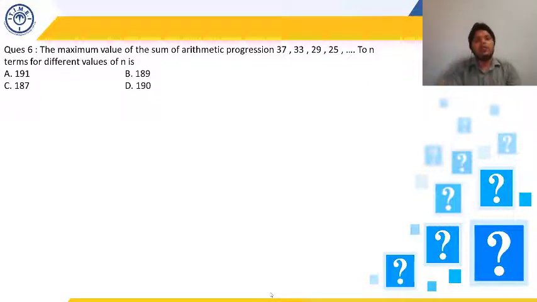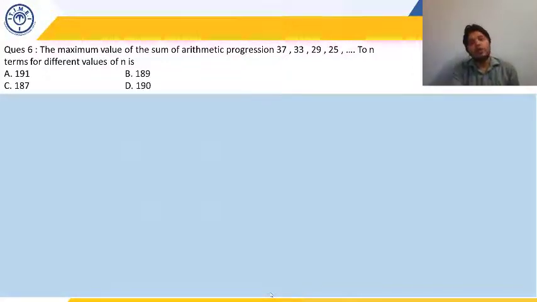This series is in arithmetic progression where the difference between any two consecutive terms is always -4, because 33 minus 37 is -4, 29 minus 33 is again -4, 25 minus 29 is again -4, and so on. Till what term should we add all of the terms of the series so as to get the maximum value of the sum? For example, if I take n to be 1, then there would only be one term, which is 37, so the sum is going to be 37 only.